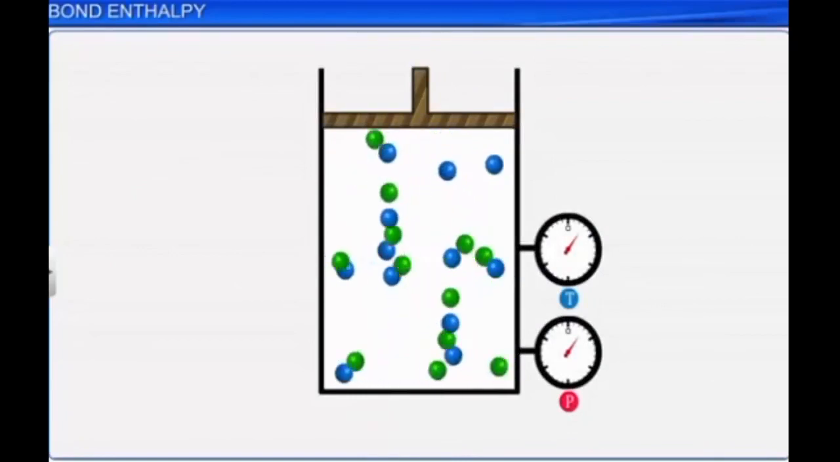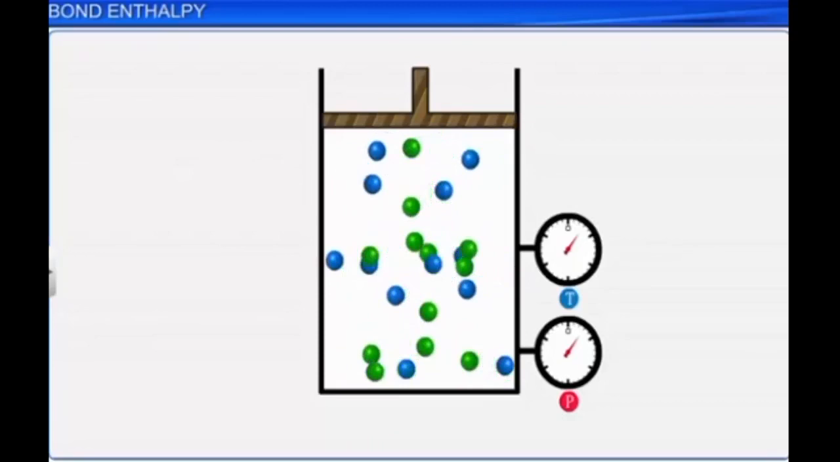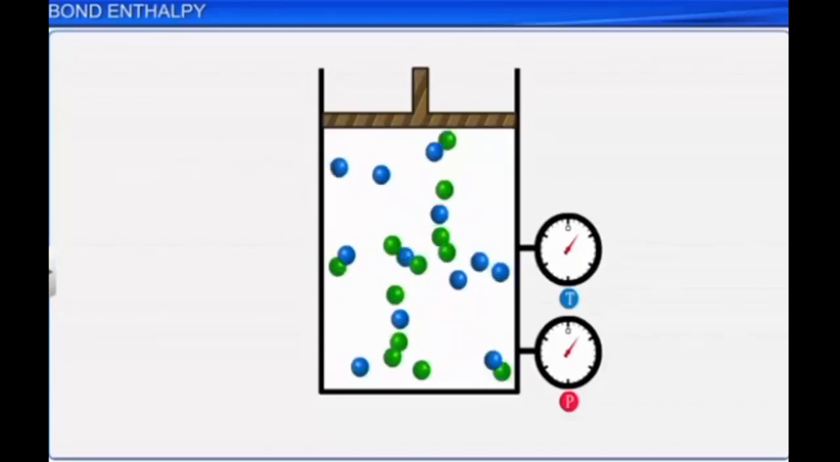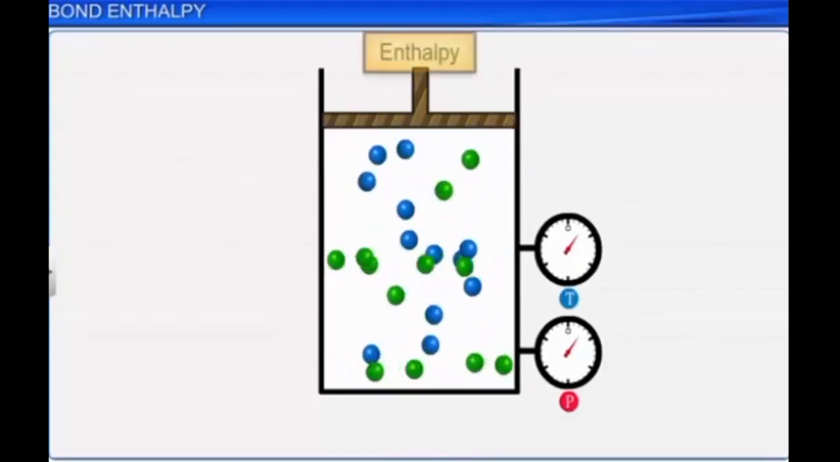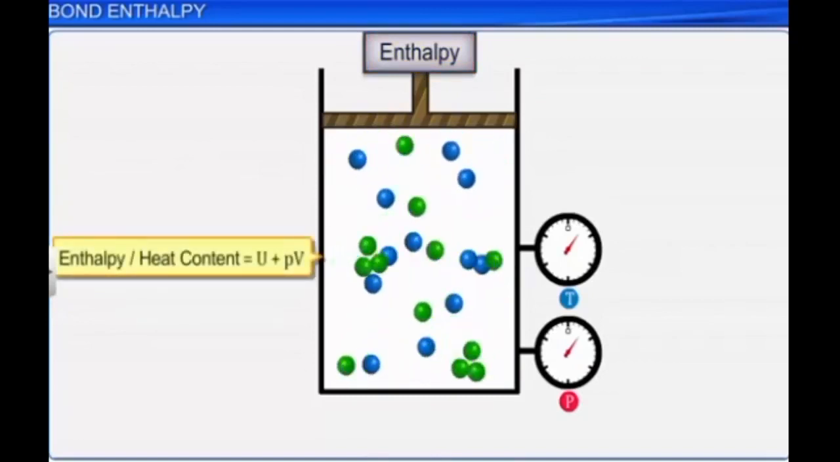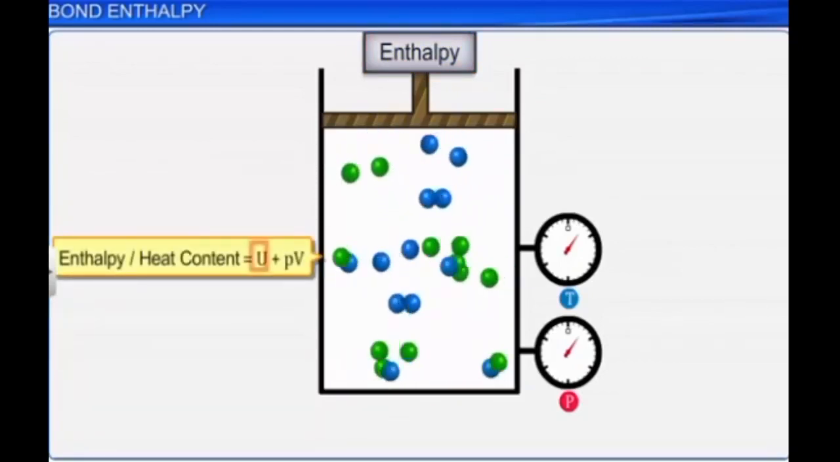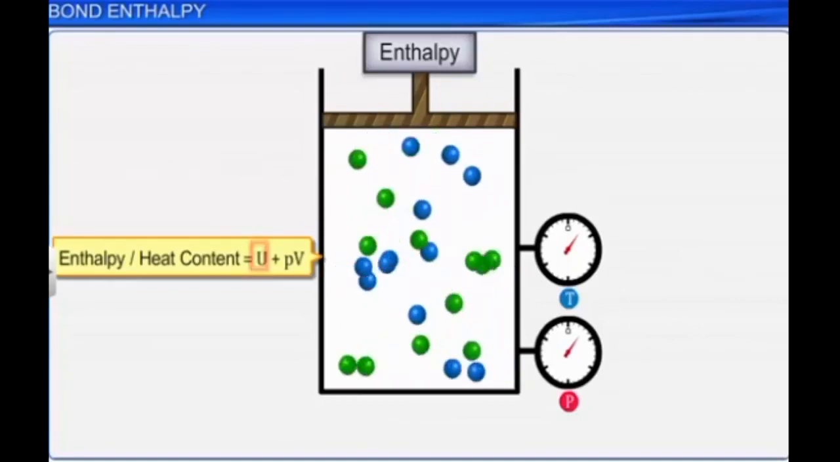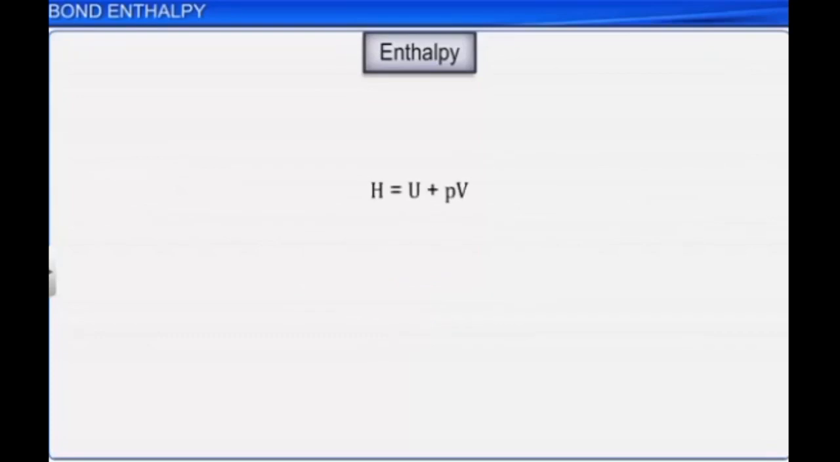In order to study the heat changes in a chemical reaction at constant temperature and constant pressure, a new thermodynamic function called enthalpy was introduced. The total heat content of a system at constant pressure is equal to the sum of the internal energy and PV. This is called the enthalpy of a system, which is represented by H. Note that enthalpy is also called heat content.